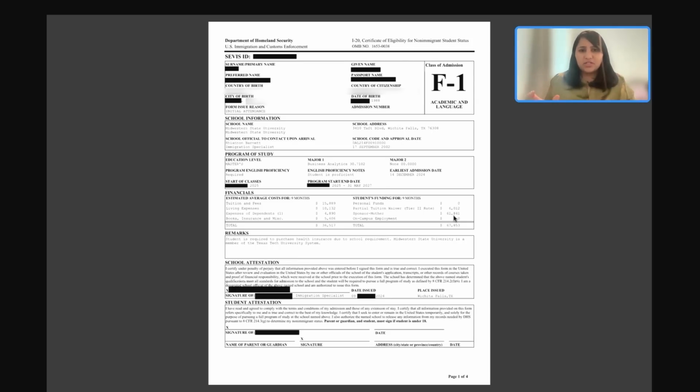There can be some bit of variation, that's fine, but there should not be too much. 61,000 shouldn't become 40 or 50,000 USD.